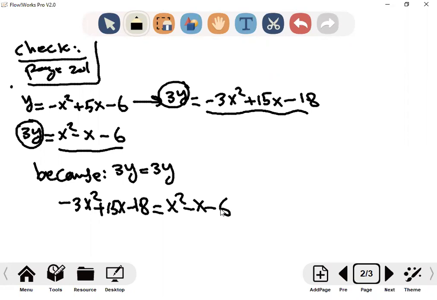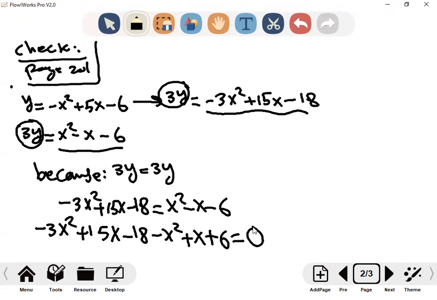Now look here. We have x power 2. Do we know how to solve x power 2? Yes, quadratic. Got it? Now what we will do, put all of it here and make this side what? 0. So here minus 3x power 2 plus 15x minus 18 minus x power 2 plus x plus 6 all equal what? 0. I'm preparing my equation.